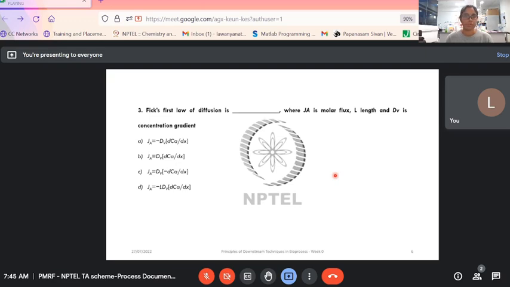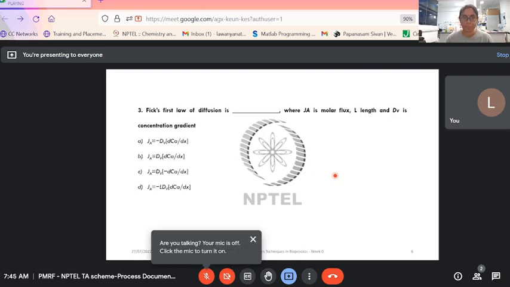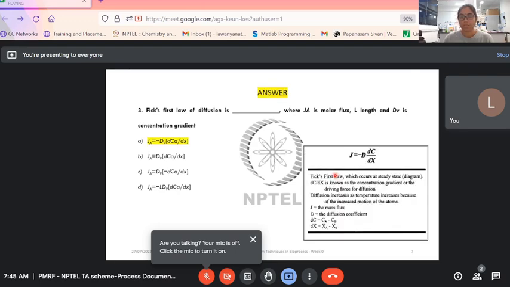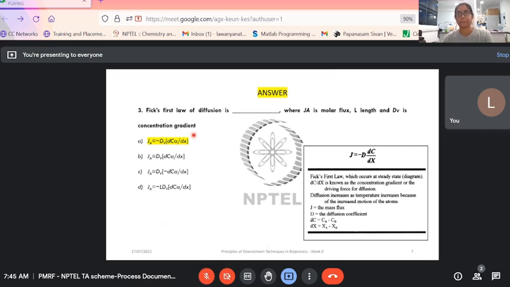This is a straightforward question where you just need to know the formula of Fick's law. Let's look into the right answer right away. So, Fick's first law of diffusion states that the mass flux of the solute is directly proportional to the concentration gradient, and the constant here is the diffusion coefficient.